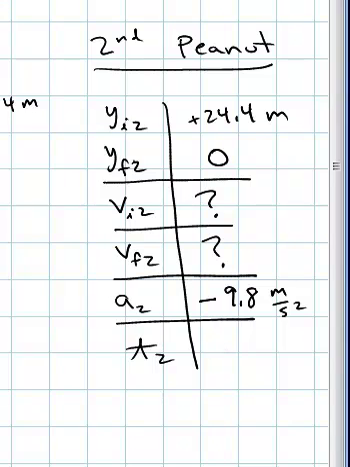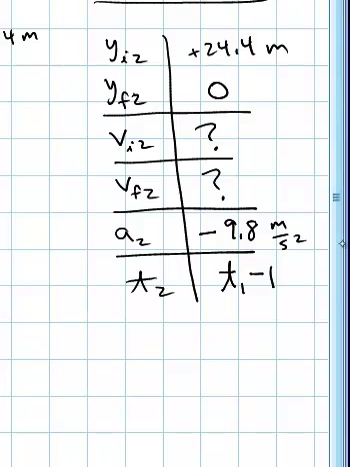So if you look at peanut 1, we have 2 unknowns. And as long as we only have 2 unknowns, in our 5 parameters, we can solve for those 2 using the other 3. But in peanut 2, it looks at first glance like we have 3 unknowns. But really, we know the time. Once we figure out what T1 is, we know that T2 is going to be T1 minus 1 second. And so we're pretty well set there. Once we know T1, then we'll know T2, and we can solve for the initial and final velocities of peanut 2. So let's go ahead and work on the first peanut.